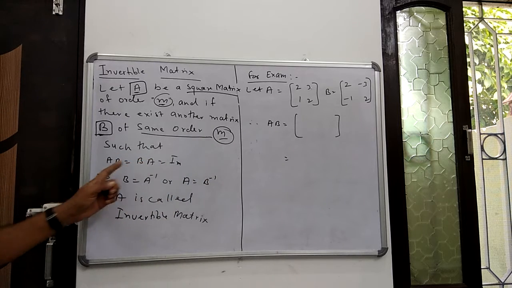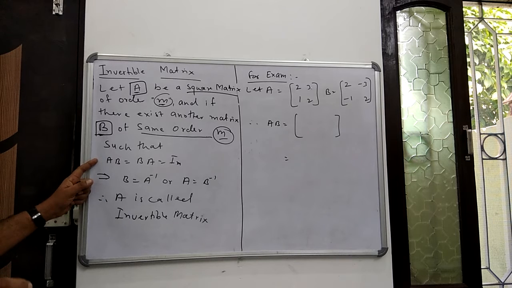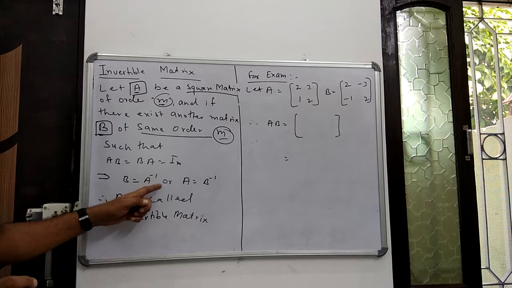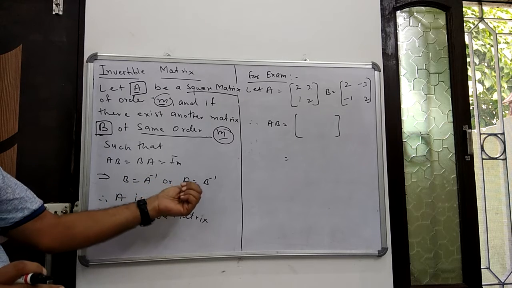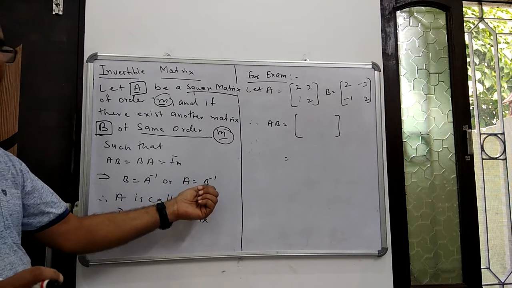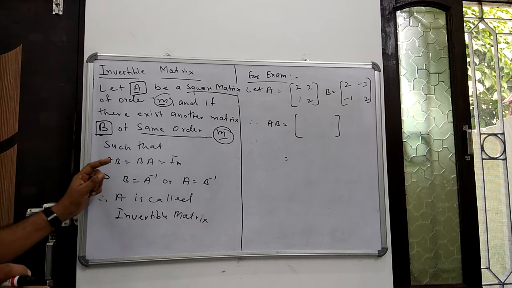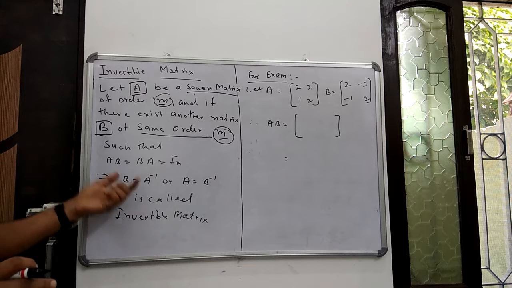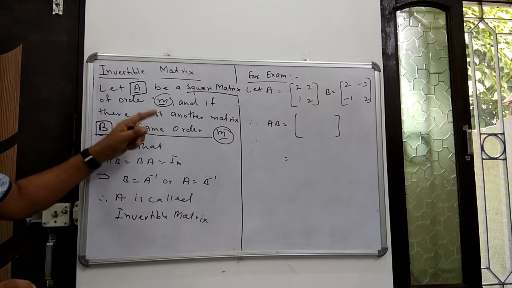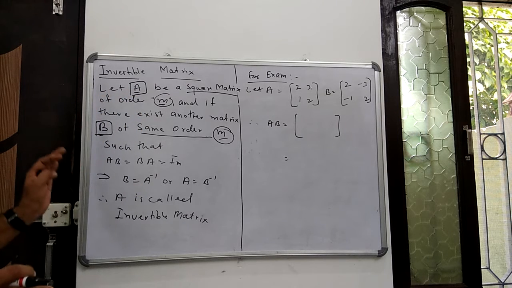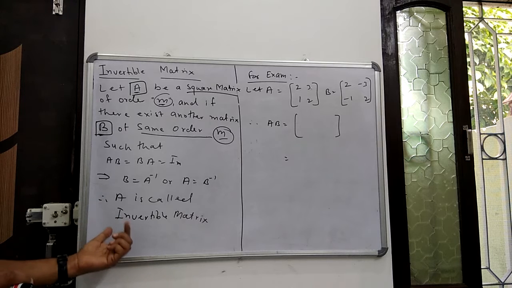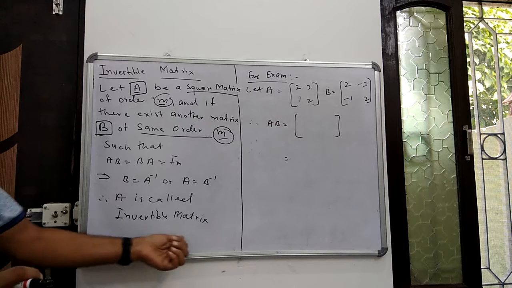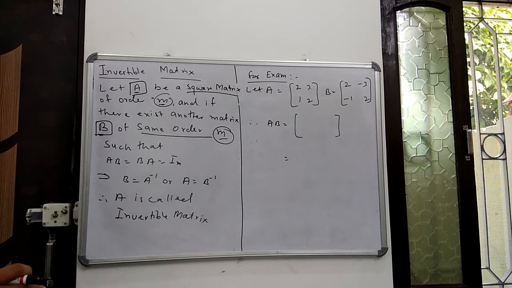In that case, A is an invertible matrix and B is A inverse, or A is B inverse. It means that in this case, one matrix will be the inverse of the other matrix. But the important part, as I told you, is that their order must be the same, and in this way A is called an invertible matrix, or B is also called an invertible matrix.